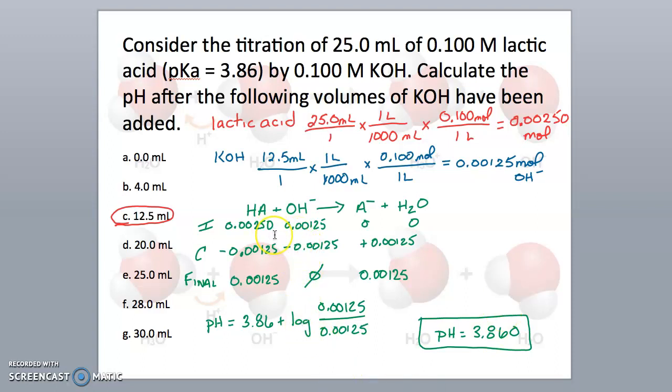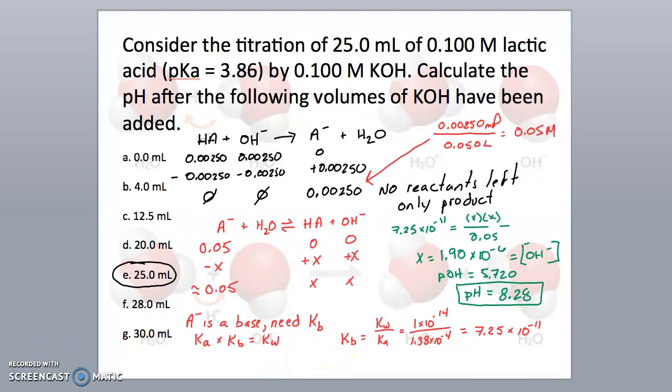So this reaction is going to run until something runs out. In this case, it's the OH. There's less of it. So we're going to subtract the 0.00125 from both. We're going to add it to the other side. And now we have equal values. So this is the half equivalence point. We're halfway to the equivalence point, and so the log of 0.00125 over 0.00125 is equal to 0. pH is equal to the pKa, and they gave us the pKa at 3.86.